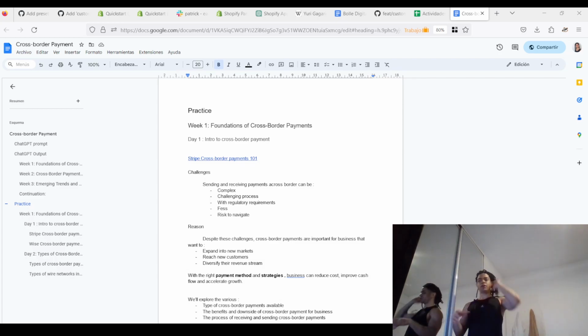So the whole purpose of this documentation, as well as this video, is to look at cross-border payments and understand the fundamentals, with the help of ChatGPT 4 and some other sources like Wise, Stripe, and Investopedia, to gain knowledge about what cross-border payment is according to all of these different sources, and how we can make use of them.